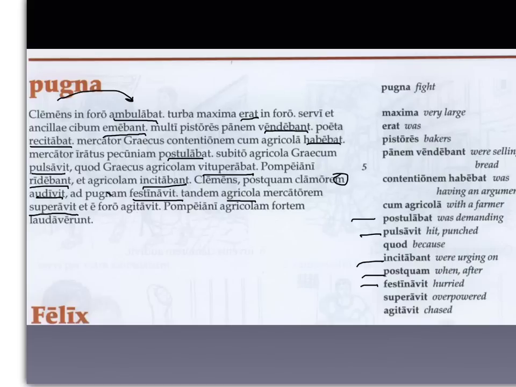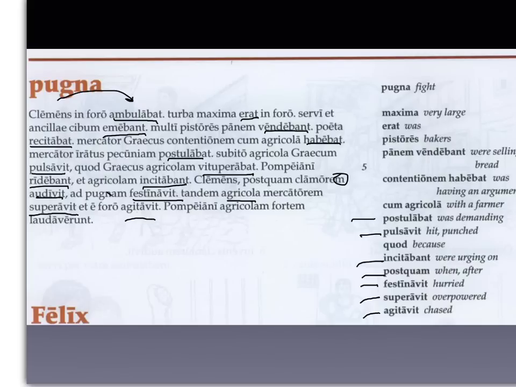Superavit means, if you look on the side, it means to overpower. So it's overpowered the merchant. So he hit him, overpowered him, beat him up. Et ephoro agitavit. If you look at the bottom, agitavit means to chase. So he chased him out of the forum. Okay, so the farmer overcame the merchant and chased him out of the forum. Okay, and again, that verb has a V, so I know it's a simple past tense.